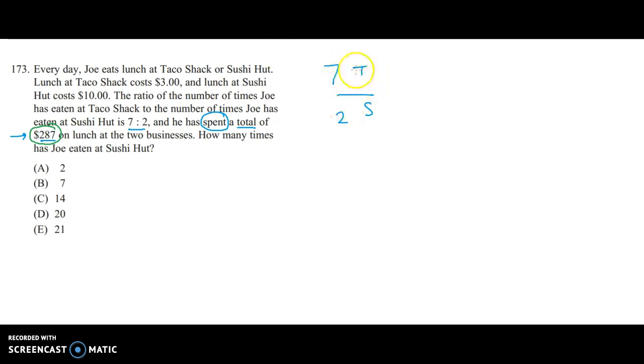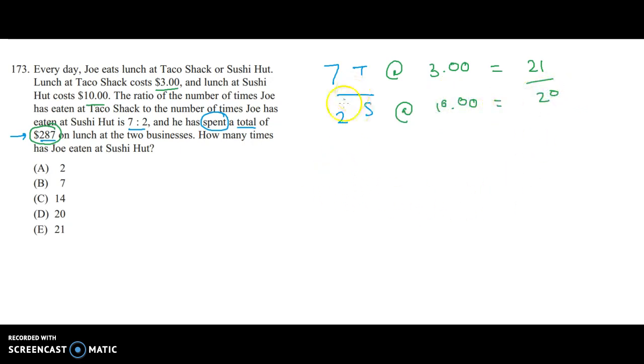Okay, so let's do this for a minute. Given this ratio, if we go 7 times to the taco place, it says each time you go to the taco place, that's $3. So it's 7 times at $3 a pop, which is equal to $21. 7 times at the taco place, at $3 a shot, would be $21. And then the sushi place is $10. So that would be 2 times at the sushi place at $10 a pop. That's going to be $20.